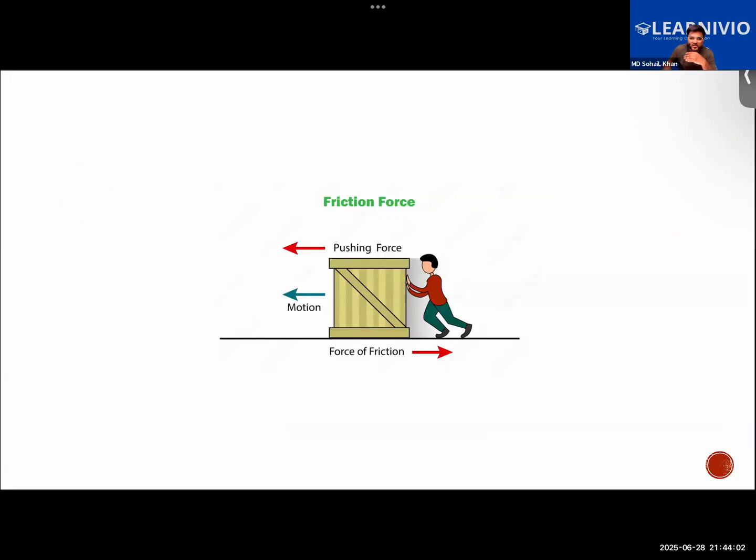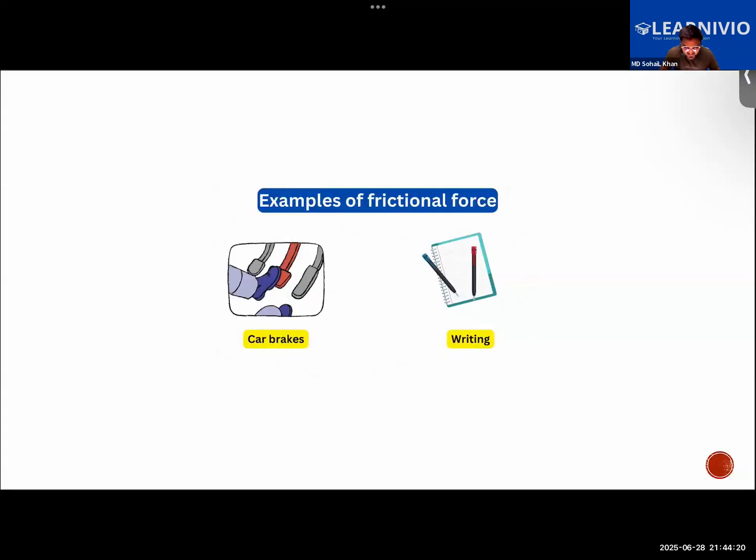Like here you can see, as we are trying to push this object, we are trying to push it in the forward direction, but we feel some resistance. We feel some opposing force, as if someone is pushing it from the other side also. That is basically because of the force of friction. Then there are various examples of frictional force. In fact, in every task that we do in our everyday life, there's a concept of friction involved, right?